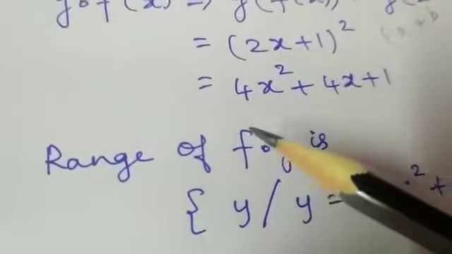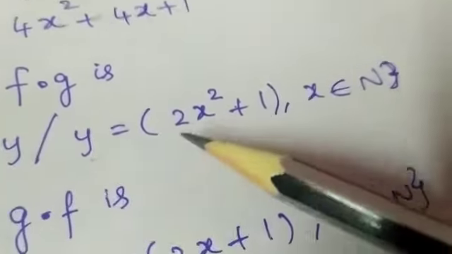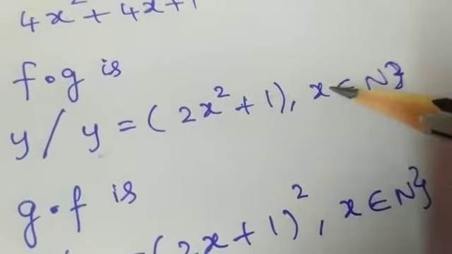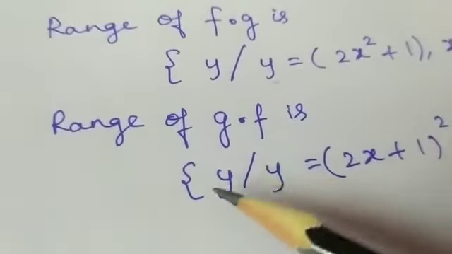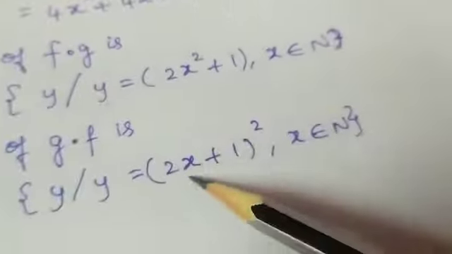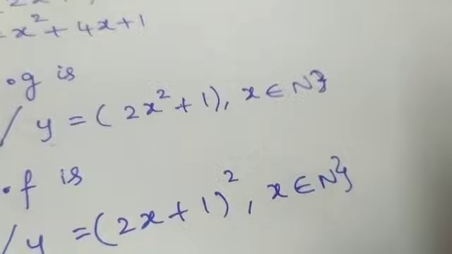Now the range of f∘g is y such that y = 2x² + 1, where x belongs to natural numbers. And the range of g∘f is y such that y = (2x + 1)², where x belongs to natural numbers.